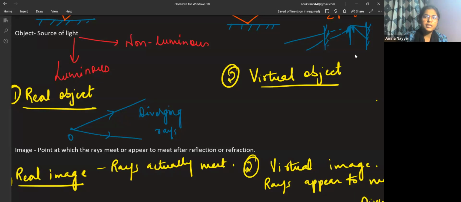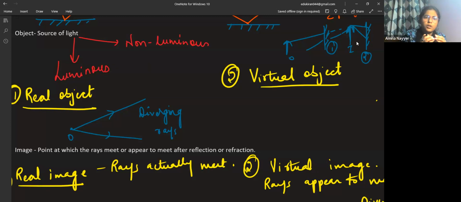So what is happening? Is there an actual object for this first mirror? This first mirror, I had an object, and light rays intersected and gave me an image. This was object, this image was obtained. For the second mirror, the first image is acting as an object. So first image is not a real image, it's a virtual image. If I'm getting a virtual image and that is acting as an object, it means it's a virtual object.